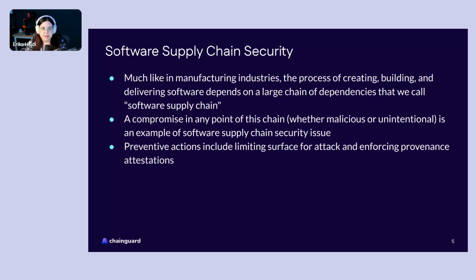And some of the preventive actions to prevent issues in the software supply chain is, of course, limiting surface for attack, limiting the number of dependencies you have. Trying to depend on less things is always better if possible. And also trying to enforce provenance attestations, which we're going to talk a little bit about later on. But basically it's making sure the software is coming from a trustable source, and it has attestations to prove that.